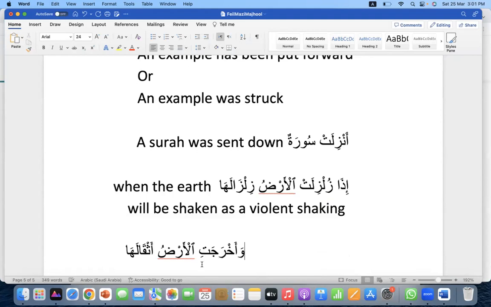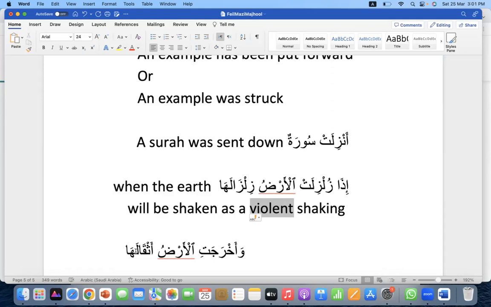Akhrajat is the same fail mazi here, not majhool, it's normal. The sound is coming because of the continuation, because of tajweed. Kharaja means to come out, to throw out. Now, what is al-ardu? What kind of role is it playing? Normal fail, because it's normal fail mazi. That's why akhrajat. Now, asqalaha. What is this combination?